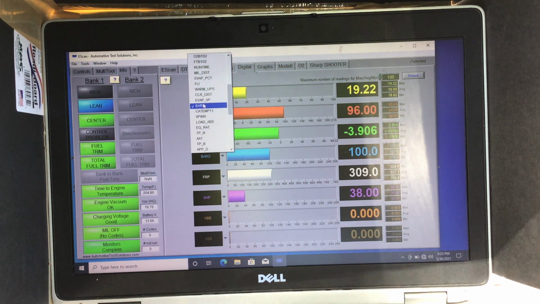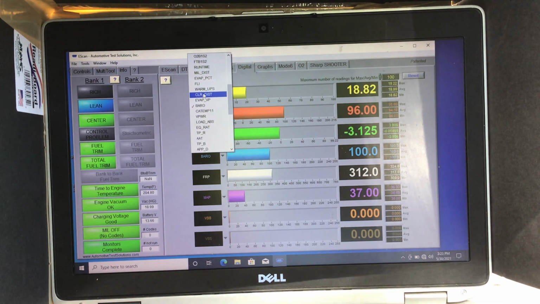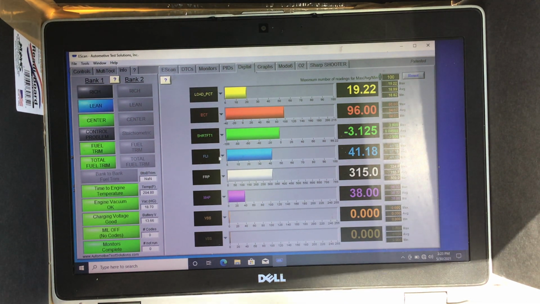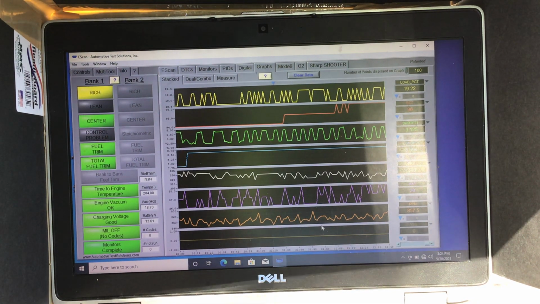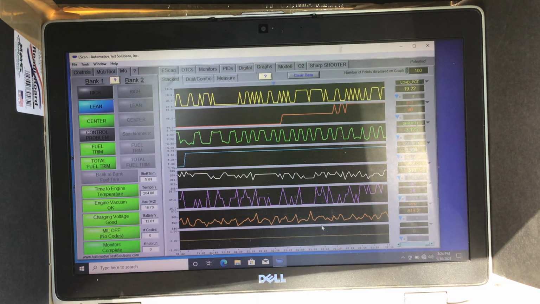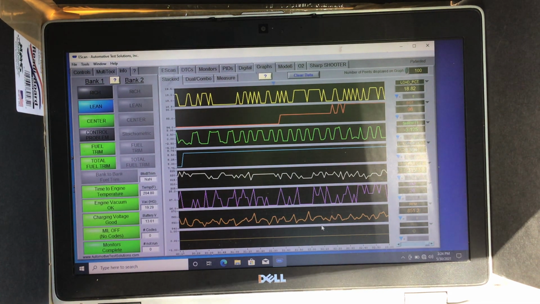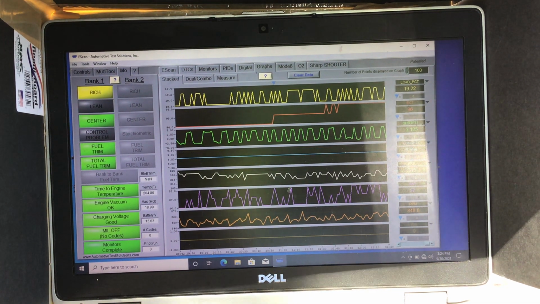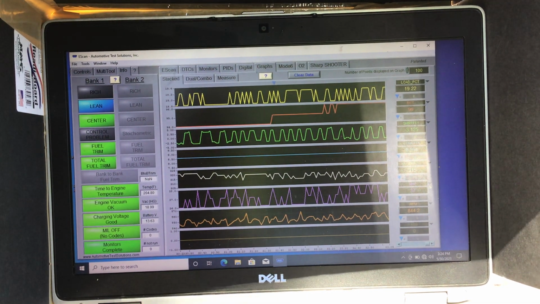Load, ABS, vehicle power, evap, FLI. I don't know what that is. I have to plead ignorance on that one. Nonetheless, I will go to graphs. We can take a look at graphs. See if anything looks out of the ordinary. I don't believe anything looks out of the ordinary, as we can see, as we go down the PID list.